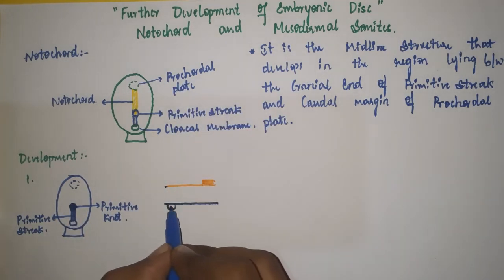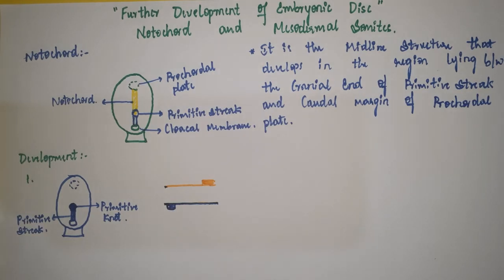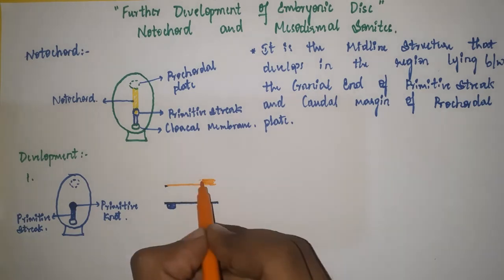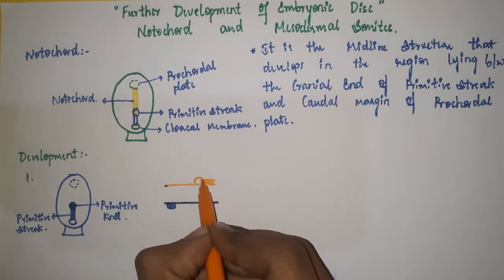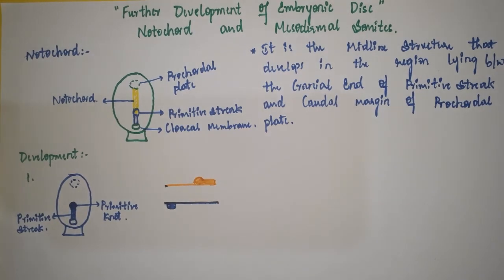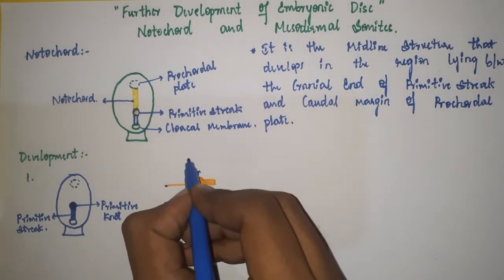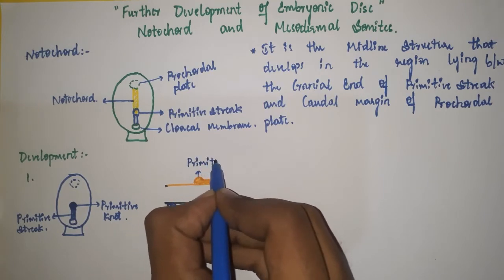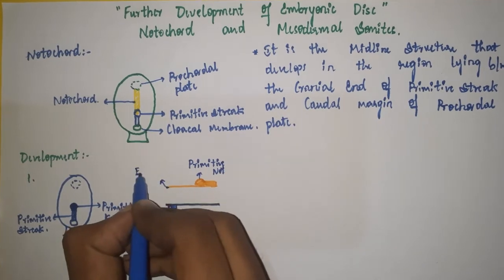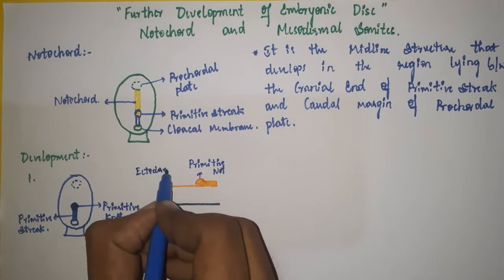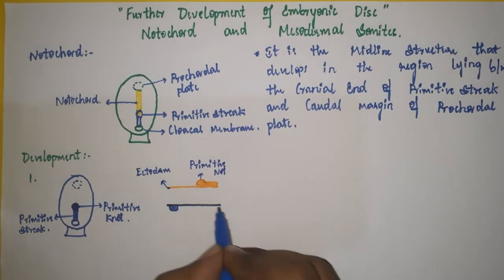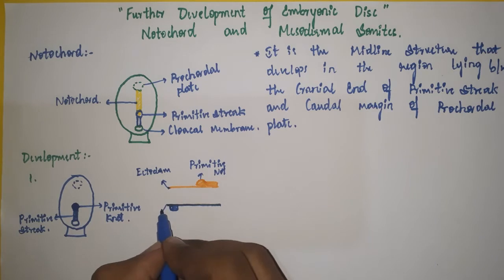This is the procaudal plate. Now, what happens to the cranial end of the primitive streak? The cells multiply and form a knot or node. This is called the primitive knot. Remember, this is ectoderm. As I said, this is the amniotic cavity, right? This is the yolk sac, and this is the embryonic disc. This is endoderm.